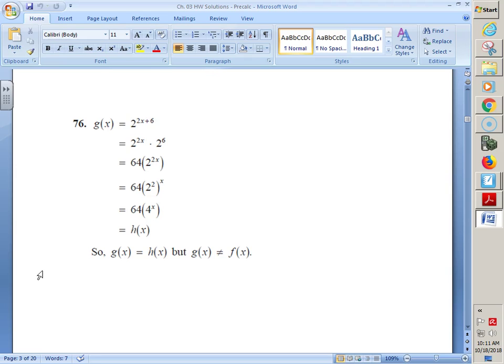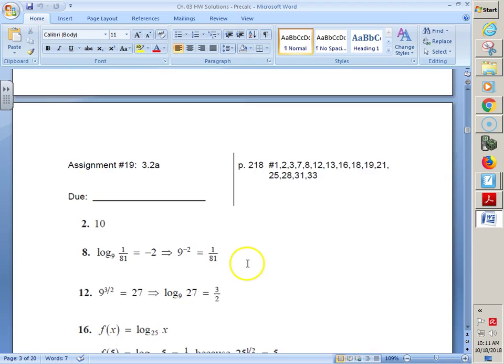All of a sudden it matches what you need it to be. 64 times 4 to the x is another way of writing the original expression. They mean the exact same thing, and if you were to try to graph both of these, they would be the same. But if you tried those two, nope, wouldn't have worked out.